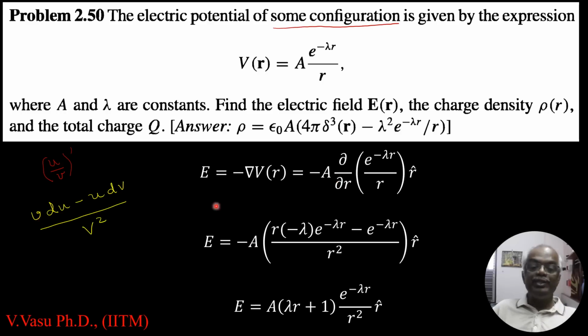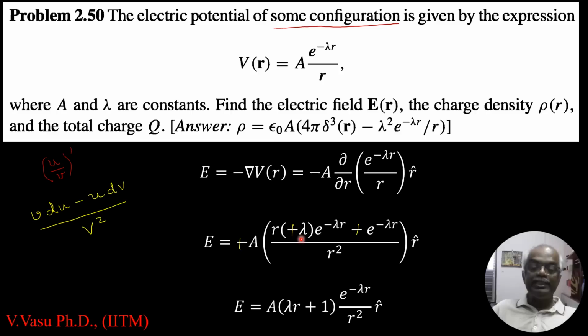First, v is r, times du. If you differentiate the exponential term, you will get minus λ e^(-λr). Then minus u, which is the numerator e^(-λr), times dv. If we differentiate r with respect to r, it is equal to 1. Now you have the outside negative sign, so if you multiply by this negative, all will become positive. Minus of minus is plus.